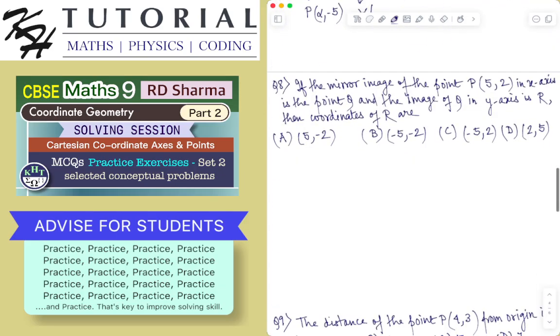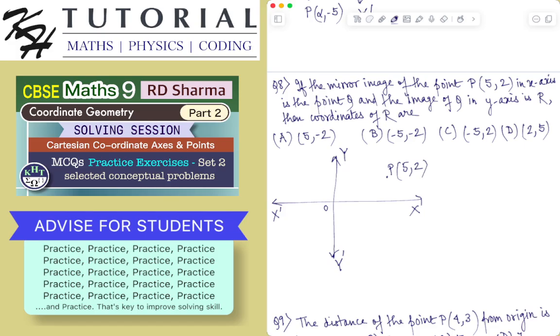Question number 8. If the mirror image of the point P (5, 2) in the x-axis is the point Q and the image of Q in the y-axis is R, then the coordinates of R are. So let's draw the Cartesian axes: Y'OY, X'OX. The point P is (5, 2), somewhere here, approximately. This is the point P on the Cartesian plane.